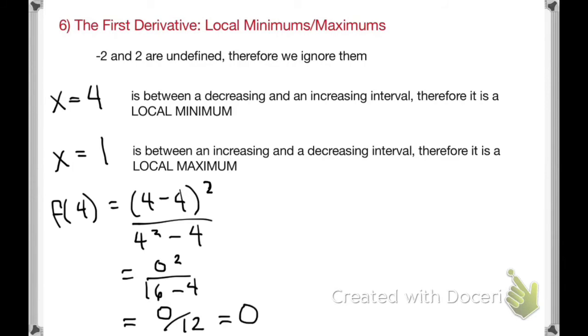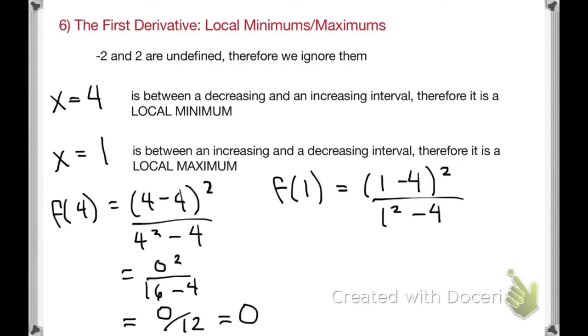So when I plug in 4 into our function, I get a value of 0. So the point 4, 0 is going to be our local minimum. And when I plug in 1 into our function, I'm just going to get a value of negative 3, making the point 1, negative 3, the local maximum of our function.